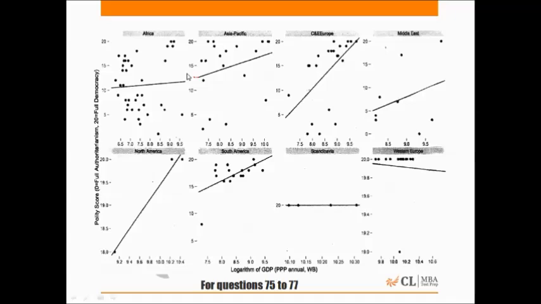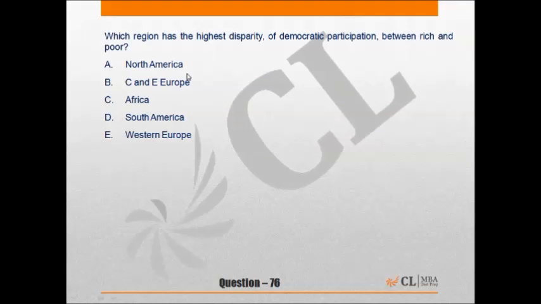for poor in this region is less than 5, but for rich it is around 20, which is the maximum. So the difference here is 15, and this kind of difference cannot be found in any of the other 7 regions. So CNE Europe is the region where the disparity of democratic participation between rich and poor is the highest. Therefore B is the correct answer.